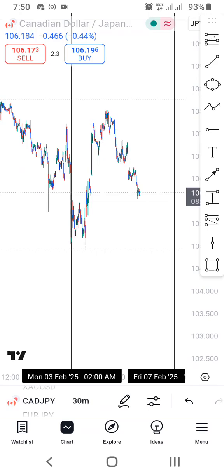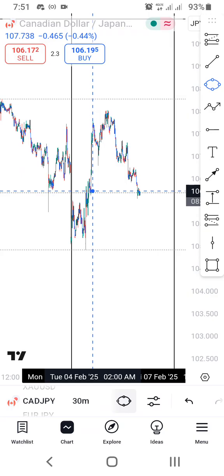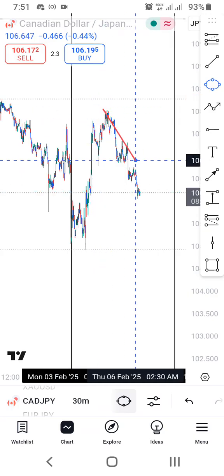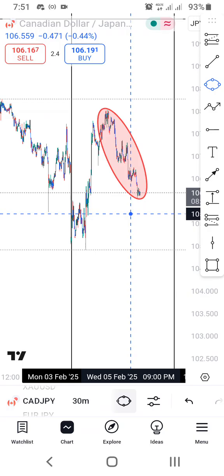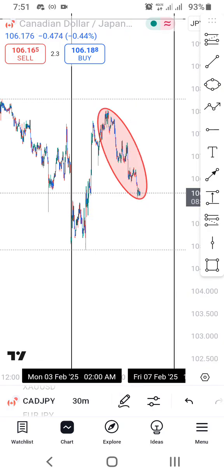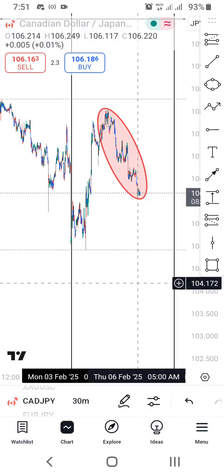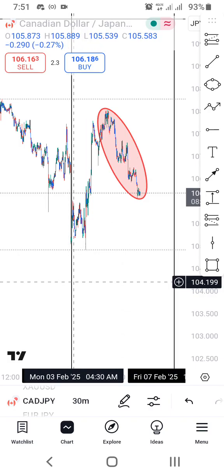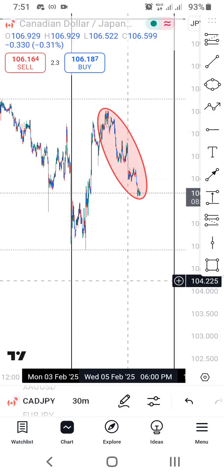This is XAUUSD, and today we are going to look at this week's move, how you could have traded this week, this exact week from Monday 3rd, this new month February, to Friday.